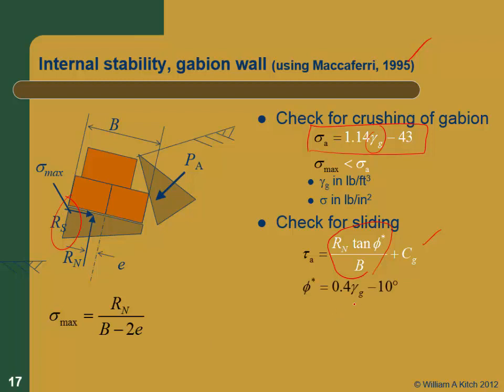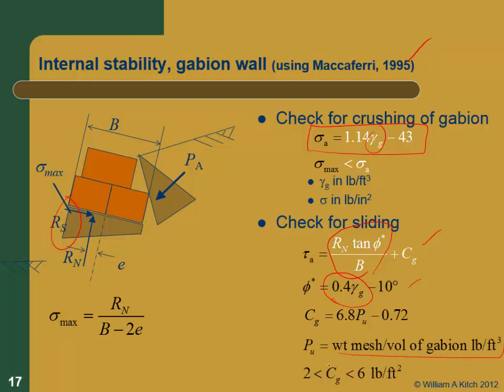This interface friction angle, again, is a completely empirical number, but it's based on the gross unit weight of the material that you're putting inside, minus 10 degrees. And this CG, which is the cage shear resistance, comes from the ties that you put in the cage. So it depends on the gauge of the cage and how much of that mesh is in there. So it's 0.68 times PU minus 72. Well, PU is the weight of mesh per the volume of, whoops.